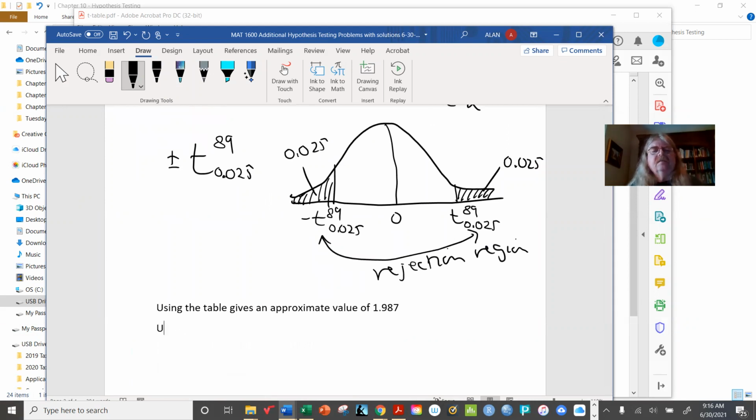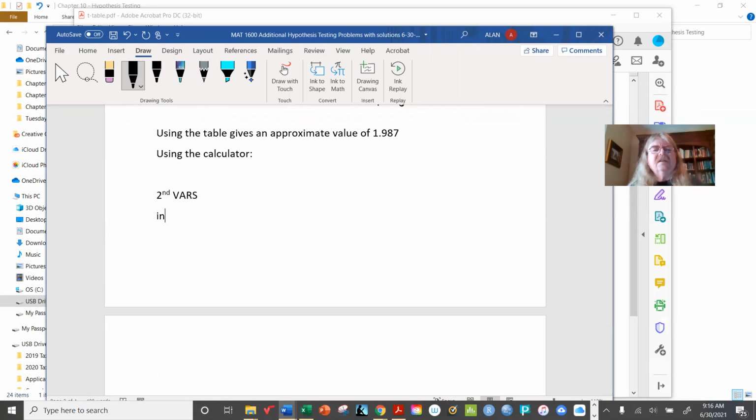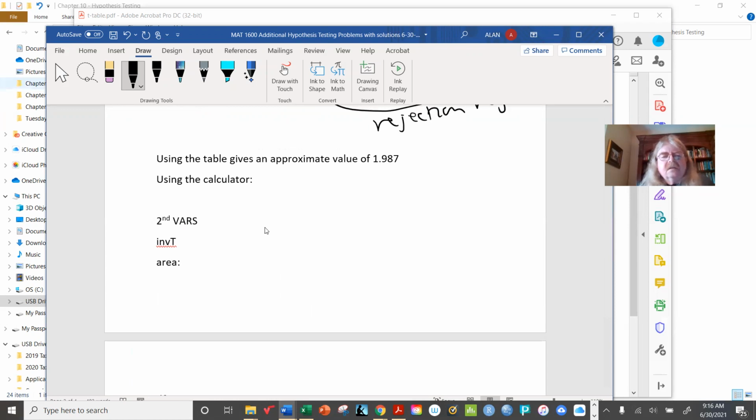Using the calculator, though, we're going to do second vars, and then INVT. INVT is number 4, and then it's going to ask you for the area and degrees of freedom. So in a case like this, what you should probably do for the area is use, because we have 2.5% in either tail.